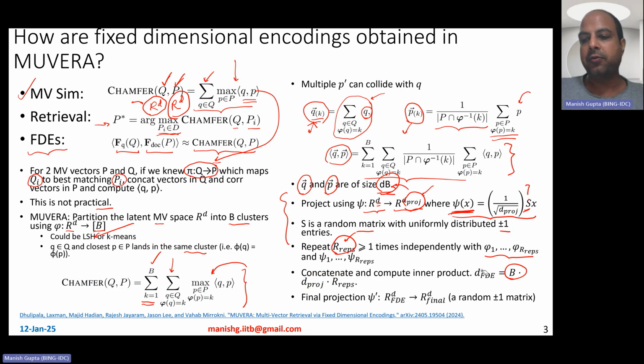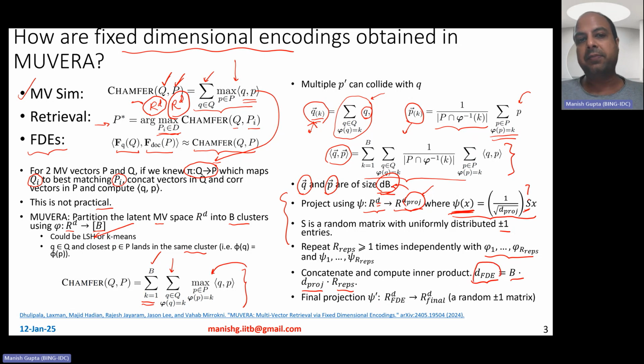So essentially, if you concatenate all of the vectors that you obtain across these R reps times, what you get is an overall fixed dimensional encoding, where B is the number of buckets or number of clusters, D proj is the projected dimension, and R reps is how many times you repeat, how many times you compute these representations, right? So that's basically the FDE.